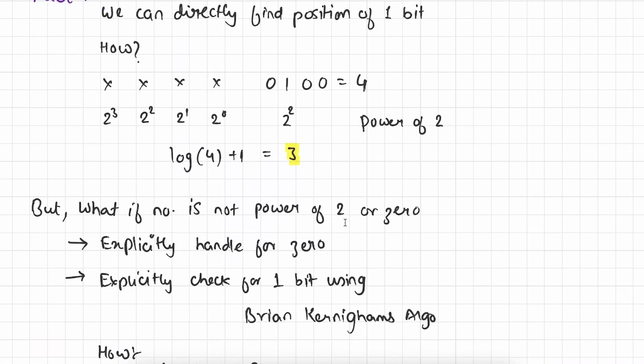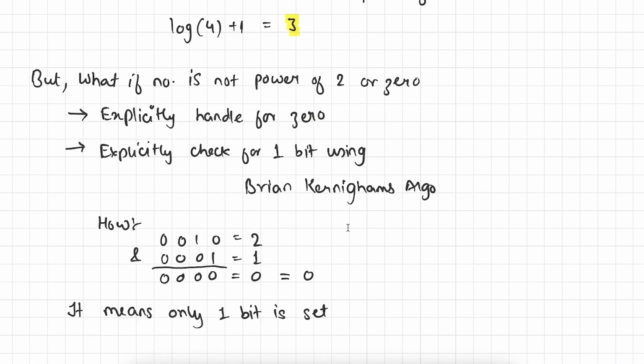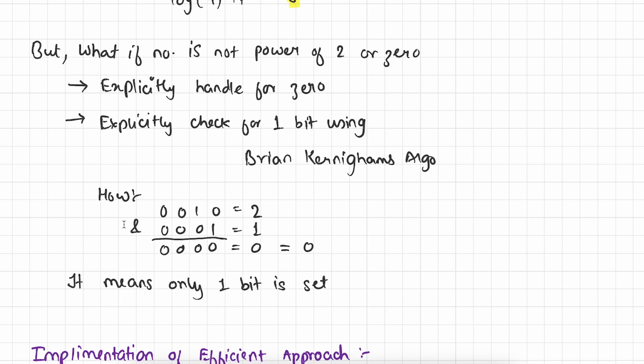Okay, moving on. But what about the number that is not a power of 2 or 0? In these cases, we simply have to explicitly handle the condition for 0. And second, for numbers that have more than 1 bit, we explicitly check if the number has more than 1 bit or not. And how to check if a number has more set bits or not? Simply we can use Brian Kernighan's algorithm here also. So let's understand how we do it.